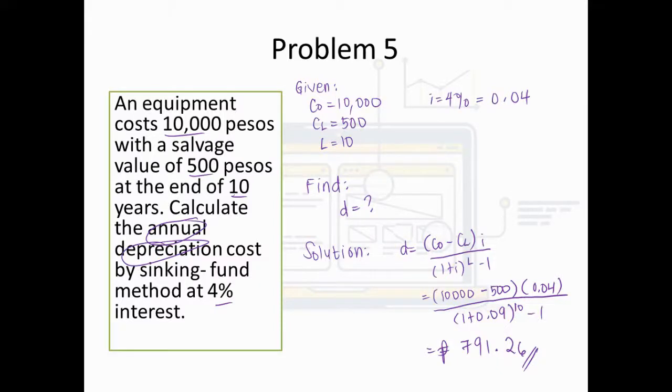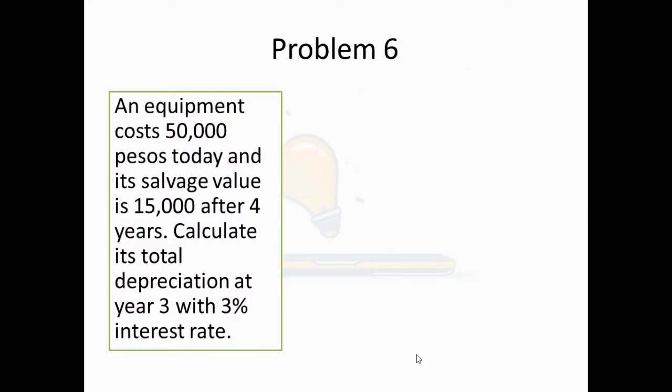Okay, so let's proceed with the next sample problem. We have problems 6 to 10 remaining for the SFM. For problem 6, an equipment costs 50,000 pesos today and its salvage value is 15,000 after 4 years. We need to calculate its total depreciation at year 3 with 3% interest rate.